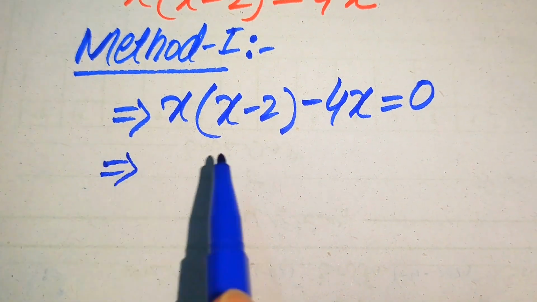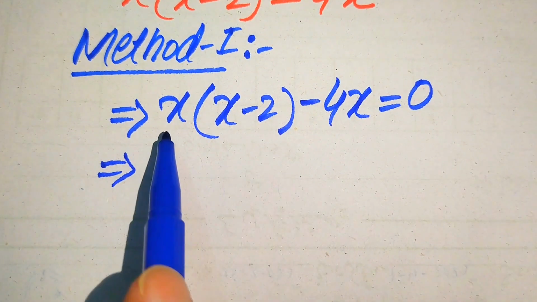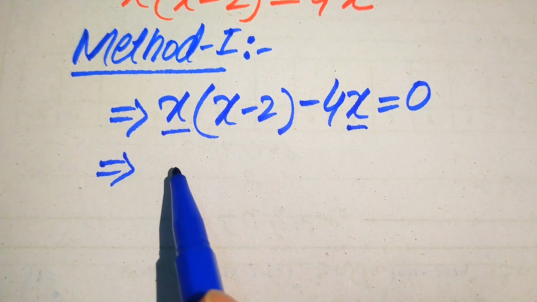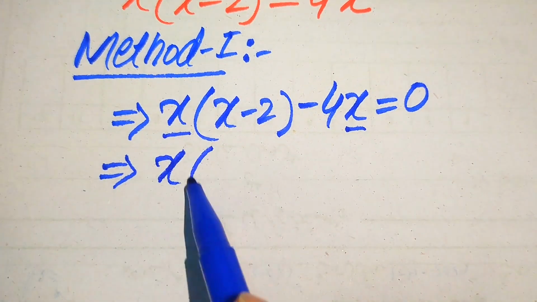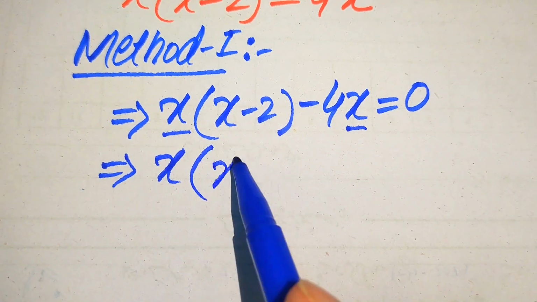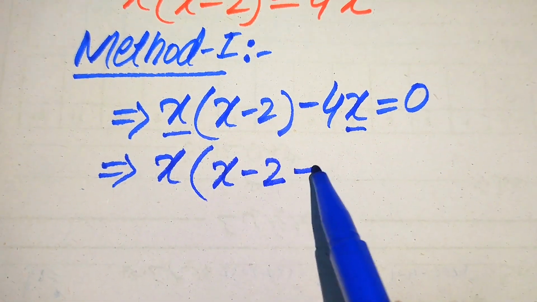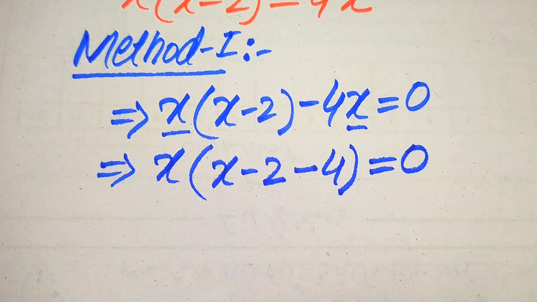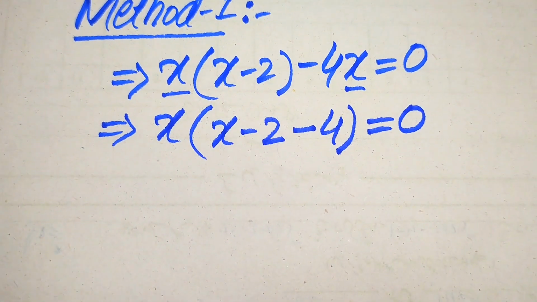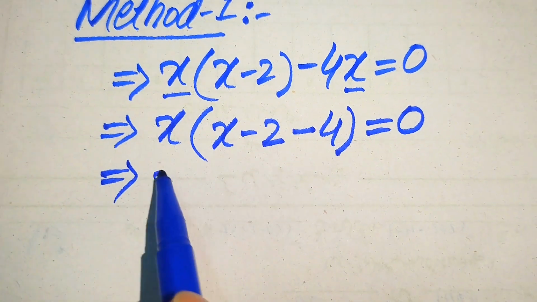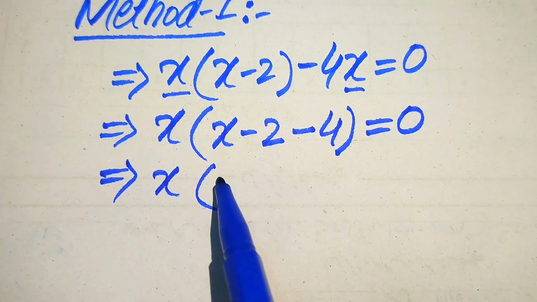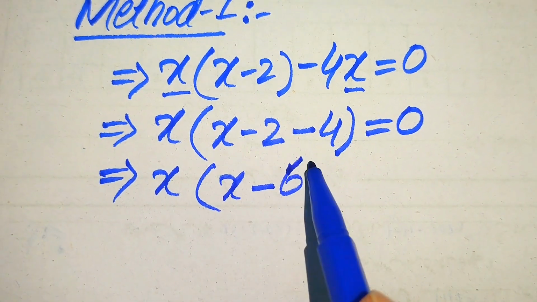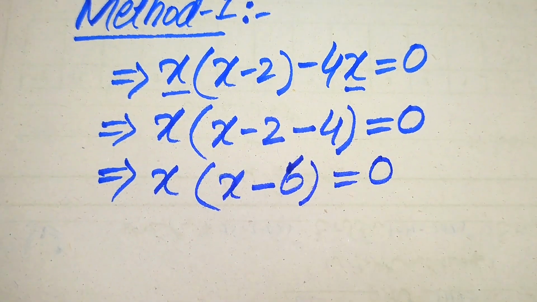Now you see both of these terms involve x. This means x is the common term. When we take x common, the remaining values are x minus 2 from the first term, and minus 4 from the second, and this equals 0. In the next step we add or subtract the like terms: minus 2 minus 4 becomes minus 6, so x times (x minus 6) equals 0.